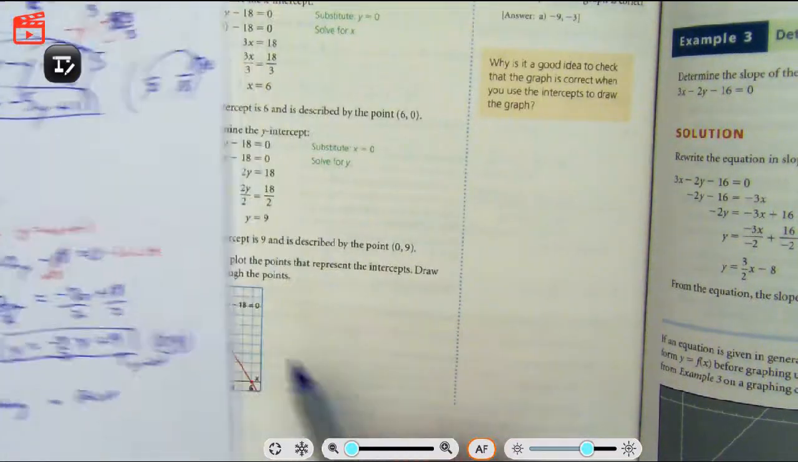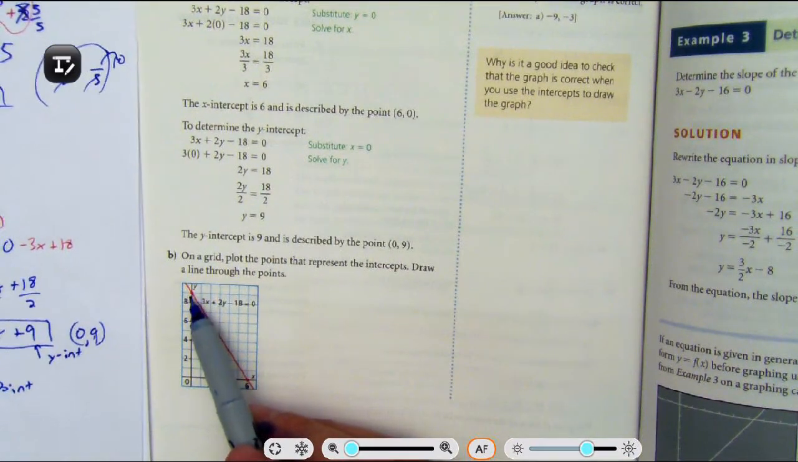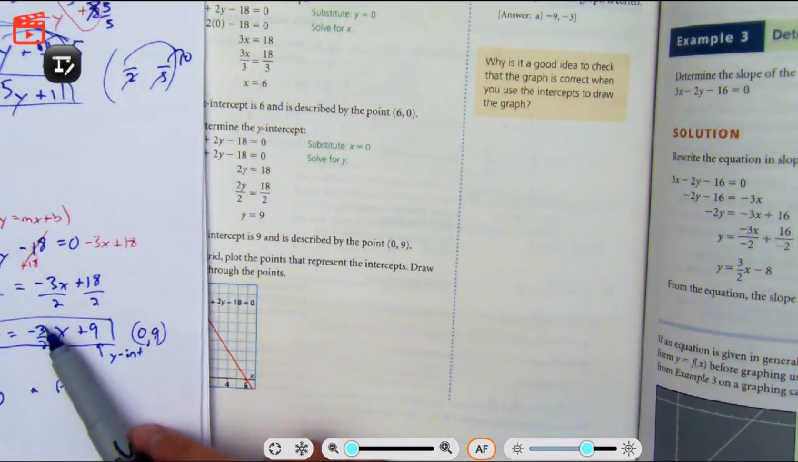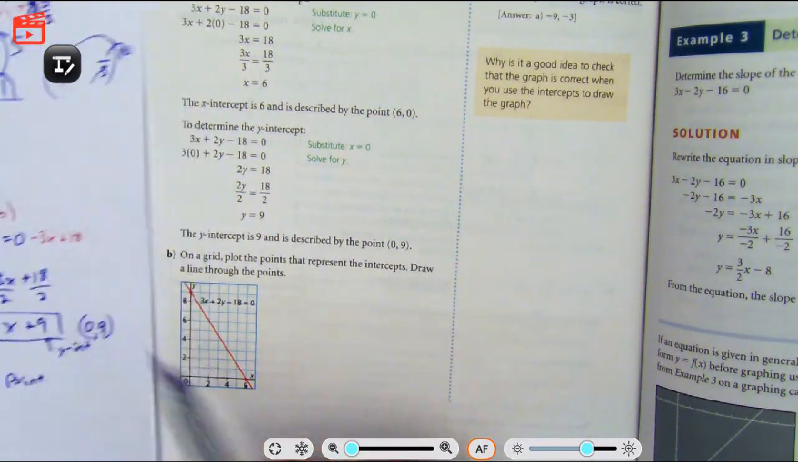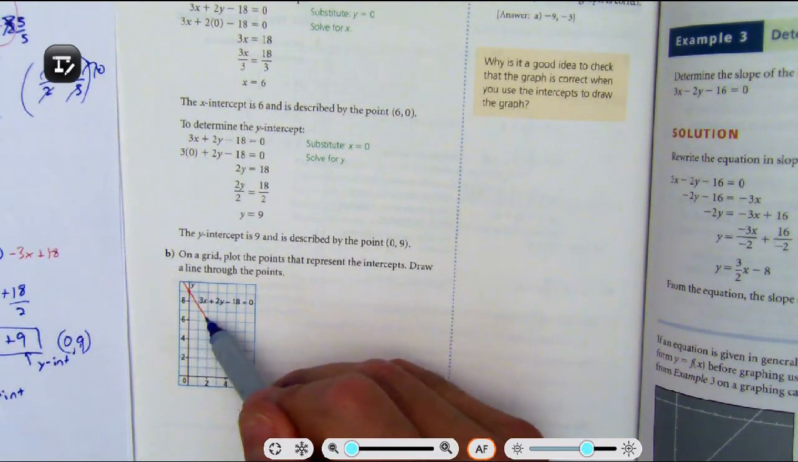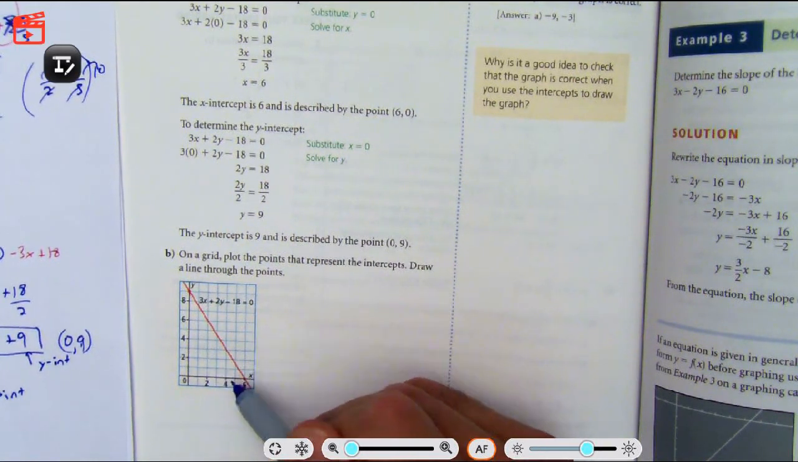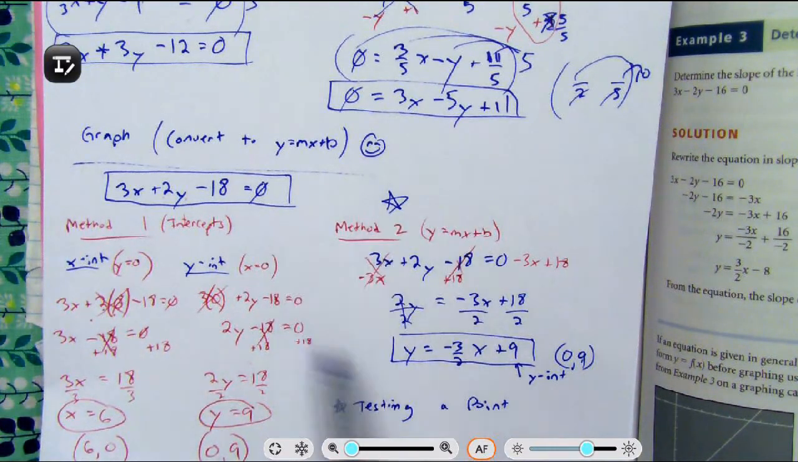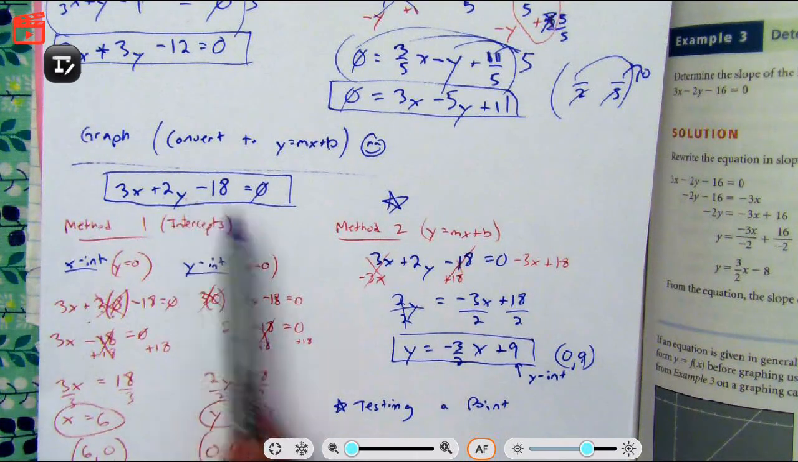So you'd graph that point, (0, 9), and then you would simply apply your slope, which is negative 3 over 2. That means you go down 3, right 2, and you find your next point. So you go down 3, right 2, down 3, right 2, down 3, right 2, and you can graph that way.